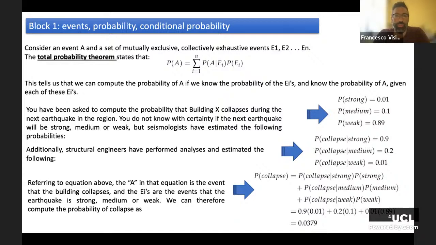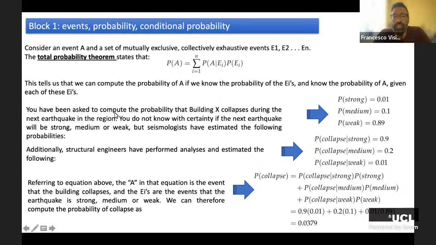Because the total probability theorem is always used in PSHA, and this allows us to compute the probability of A if we know the probability of the Ei and we know the probability of A given each of these Ei. Let's do a very simple example to understand this total probability theorem.